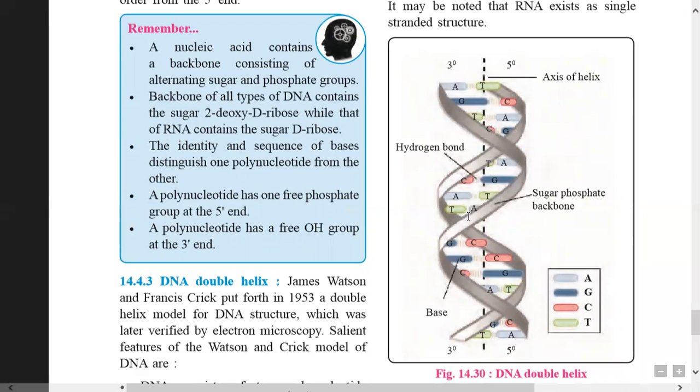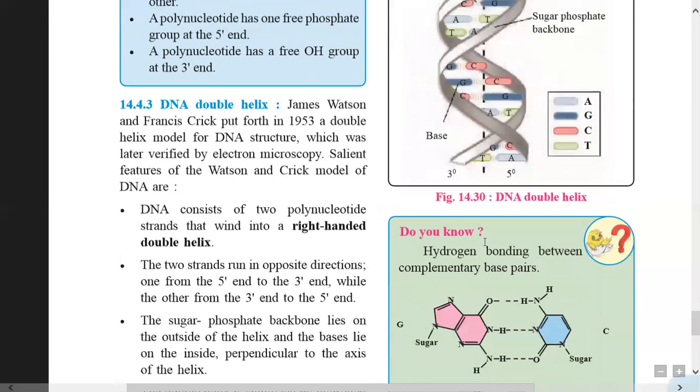On this strand, there is a sugar phosphate backbone, and in between these, AT, CG, TA, CG, these are the bases, and these bases are joined together with the help of hydrogen bonds. This light blue colored base is adenine, dark blue colored is guanine, pink colored is cytosine, and gray colored is thymine. So all these bases are shown with their particular colors.